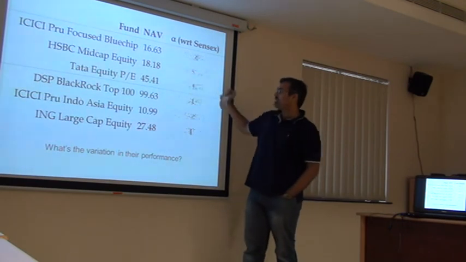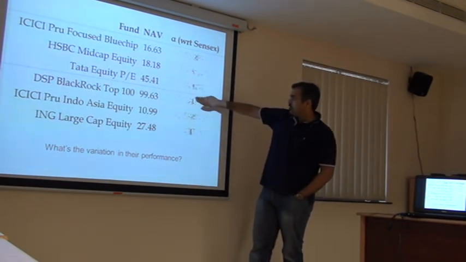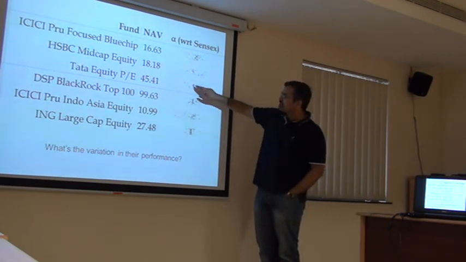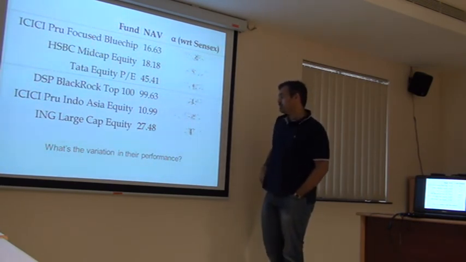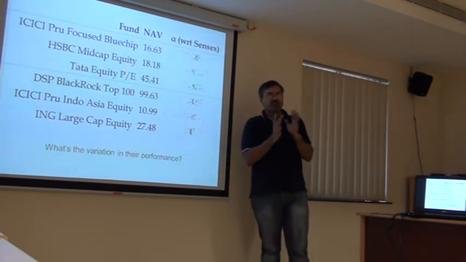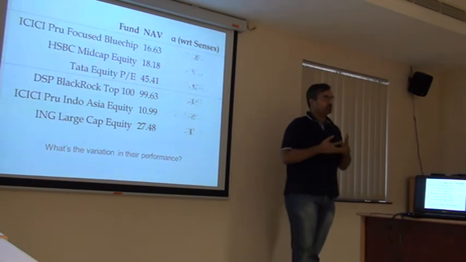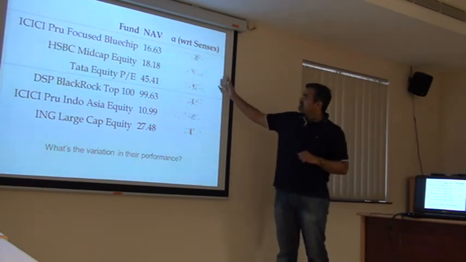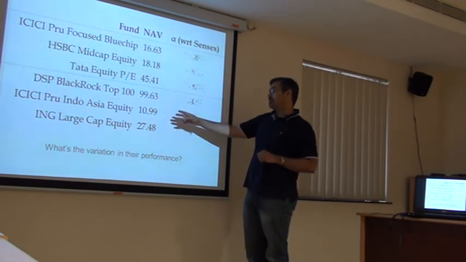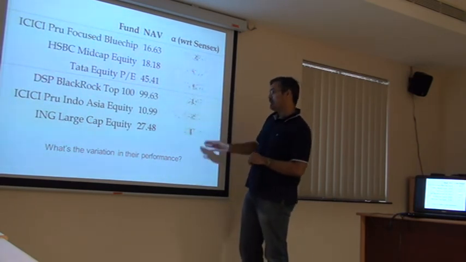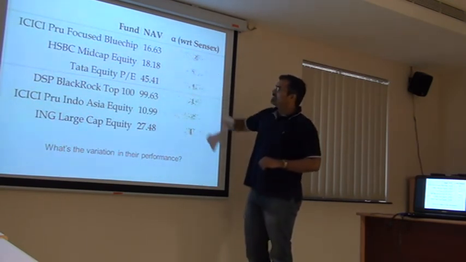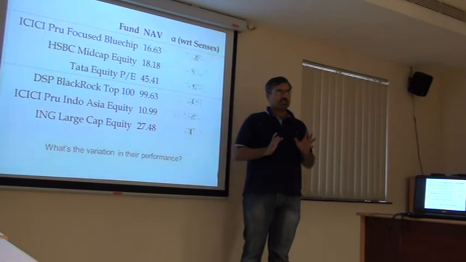So is the HSBC mid cap equity. DSP BlackRock is by and large focused, is staying close to the Sensex. To a certain extent, so is Tata Equity. And that gives you a sense. So you can ask the question, look, what's the variation in their performance? And the intuitive answer would be, looks like there's a fair bit of variation in HSBC's performance, in ICICI Pru Indo-Asia equity performance, but not as much in the ING large cap, or even to a certain extent in ICICI Pru Focus, the variation is a little less.